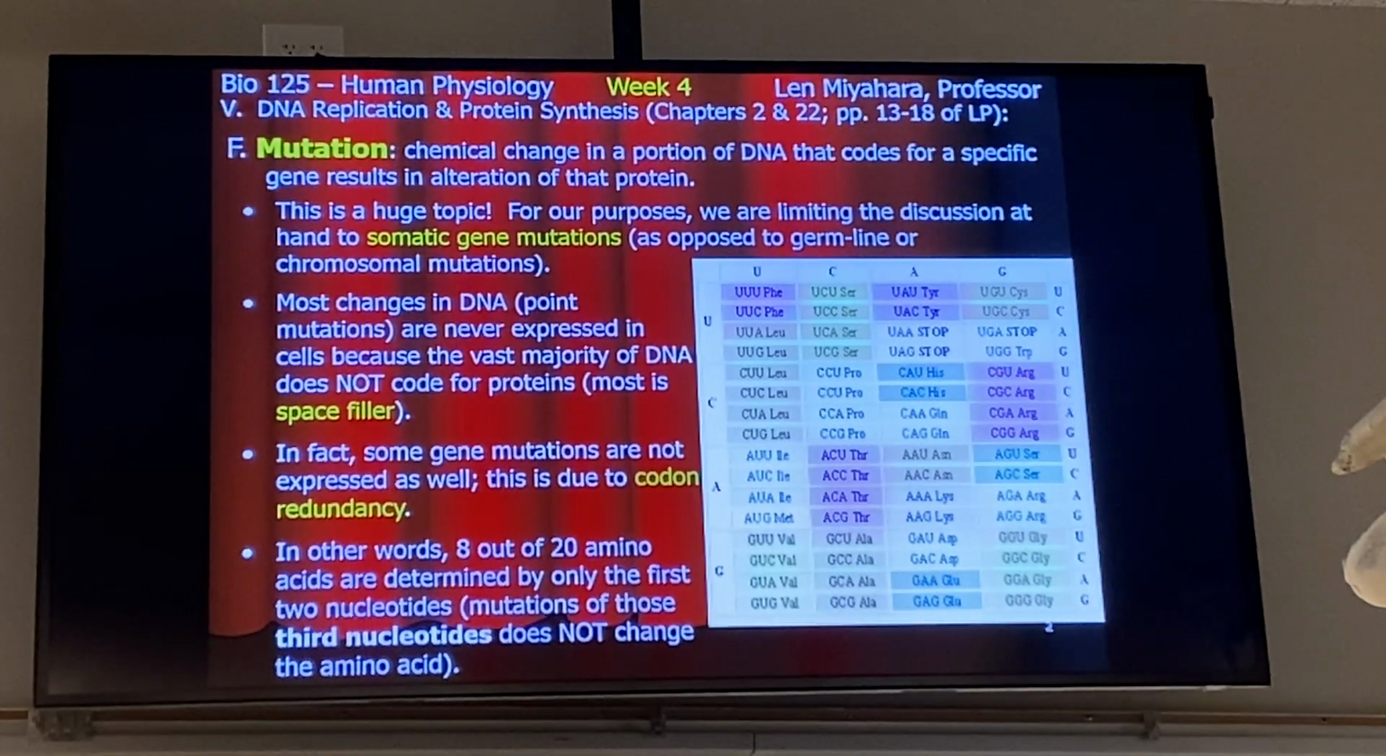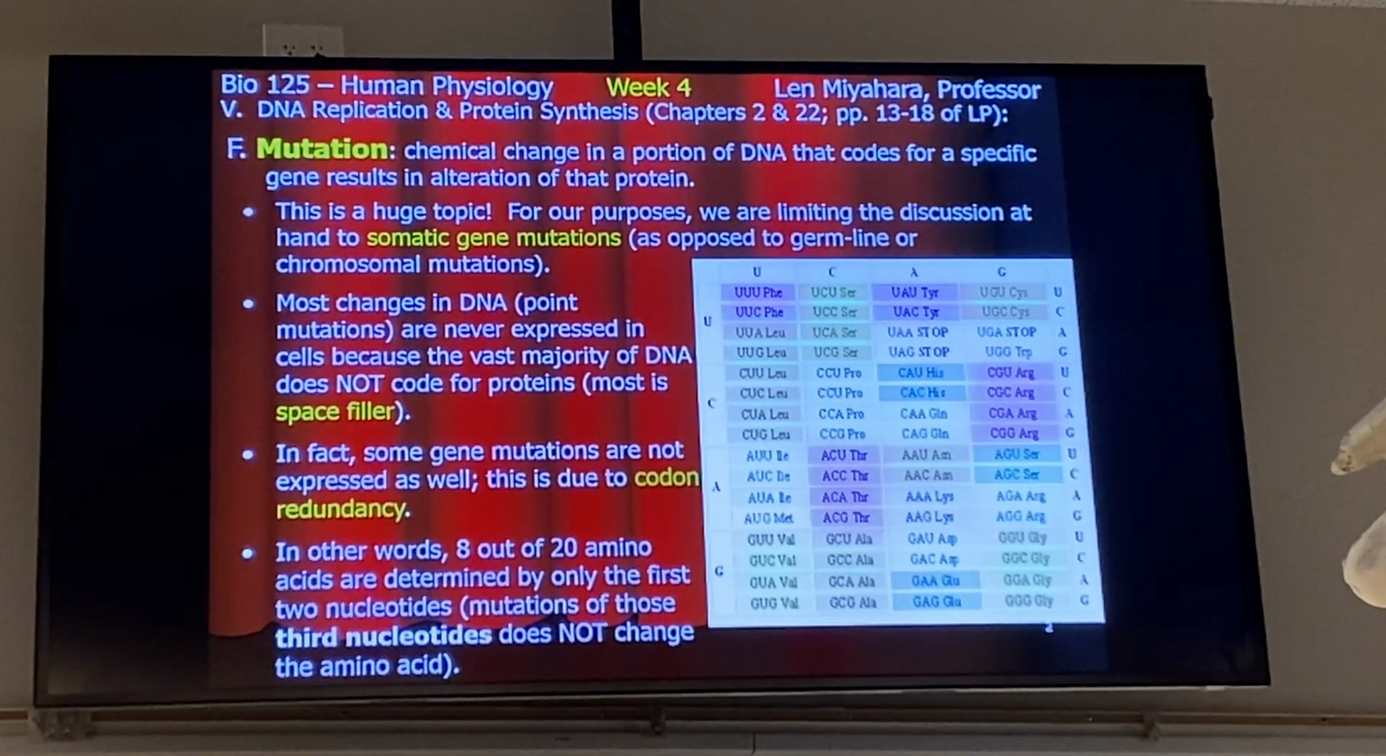Germline mutations involve all your cells, including your gonads. And if a mutation involves the cells of your gonads, that means the mutation is going to be carried over into your sperm and eggs, which means you can pass that mutation on to your kids. That's a germline mutation. Everybody got that?